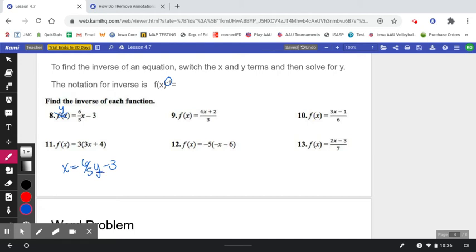Solve for y. So I'm going to add 3 to both sides. That would give me x plus 3 equals 6/5 y. And divide everything by 6/5, which would give me an inverse function. So I do f of x to the -1 power equals 1 divided by 6/5, which in my calculator is 5/6 x. And 3 divided by 6/5 is 5/2.